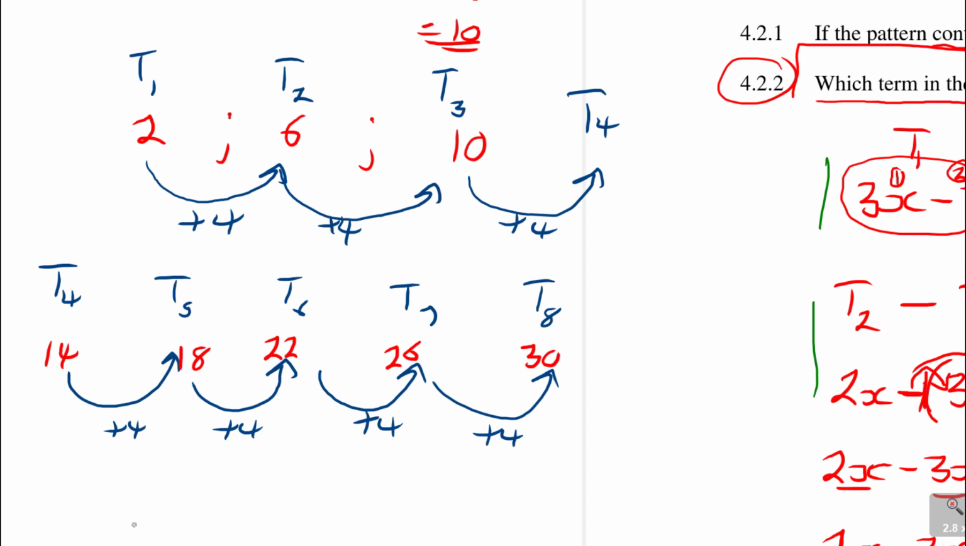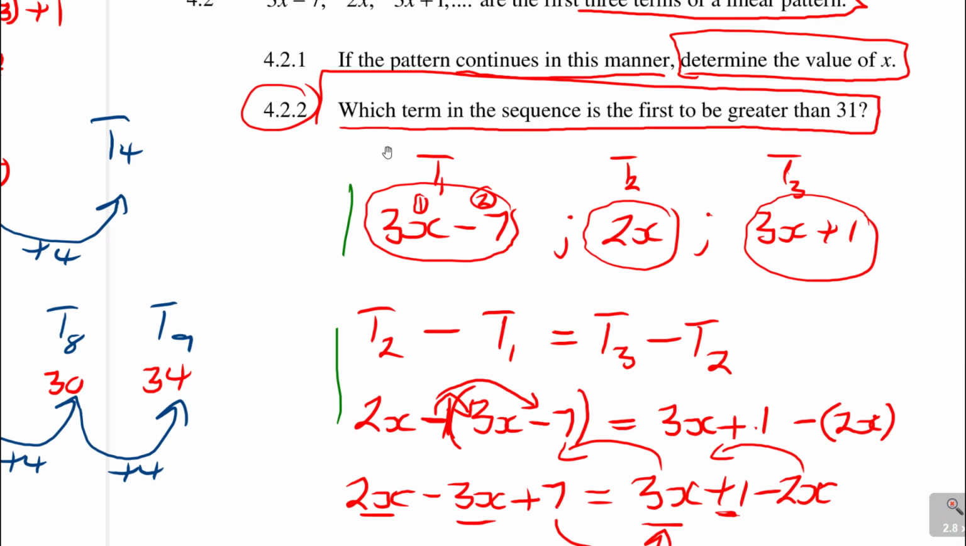Now I move on to T9. So again, with T9, I'll add 30 plus 4. I'll get 34. There we go. They said here, which term in the sequence is the first to be greater than 31?